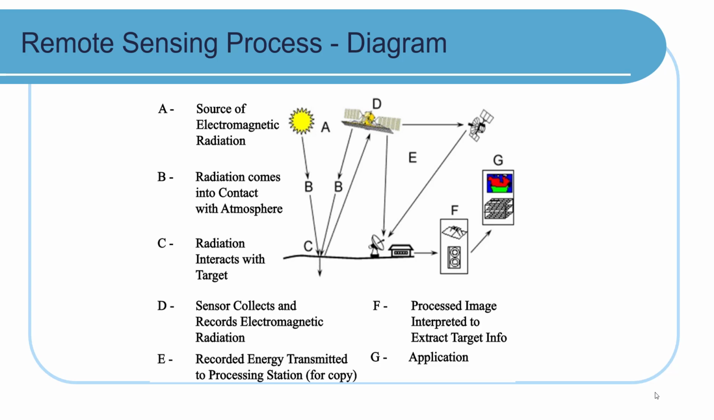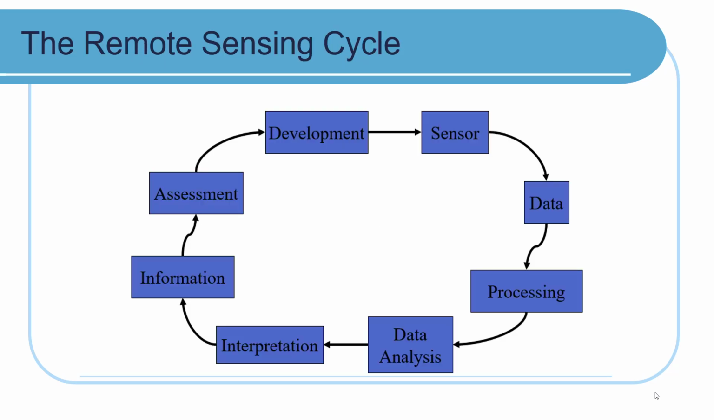The recorded energy is transmitted to a processing station. We have an image interpreted to extract target info. And then there is an application, which is shown here as a typical GIS model. And there's also another satellite that you can see here, which doesn't have a letter on it. That is a GPS satellite. It helps to georeference orbiting satellites around the Earth.